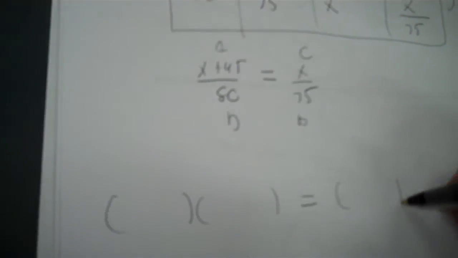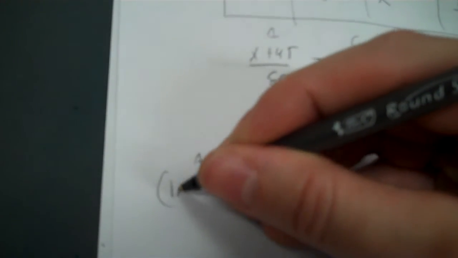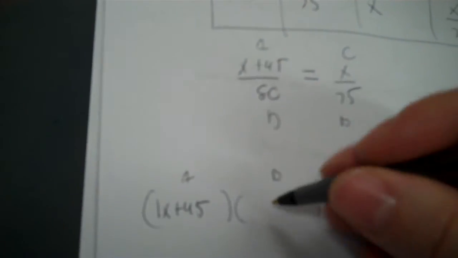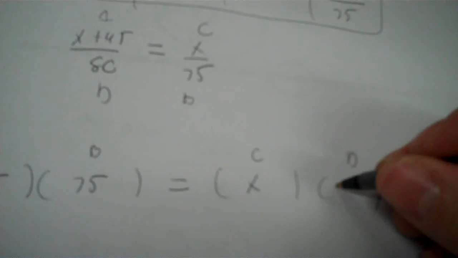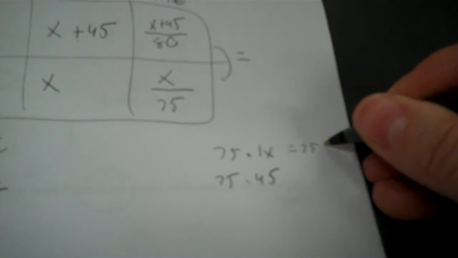Now you can't cross multiply and divide, so you have to go to the A, B, C, D method of solving it. So I take A times B and then C times D. So A is x plus 45. Might want to put a 1 there. B is 75. C is x. And D is 80. Now over here we have to distribute from the 75, the number all by itself. So 75, I'll be taking it times 1x and times 45. So that's 75x.